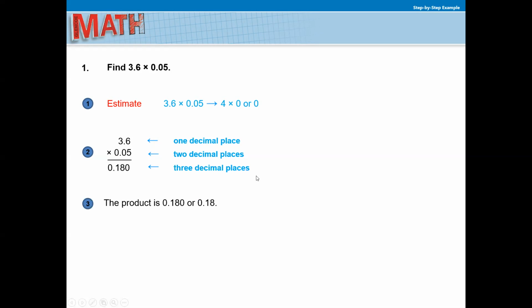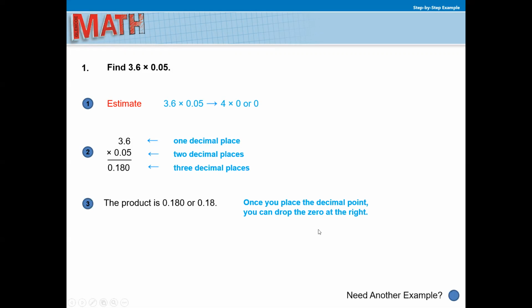The product is 0 and 180 thousandths, or 0 and 1800 ten-thousandths. Remember that the 0 here changes its last name to ten-thousandths, but it doesn't change the value. 1800 ten-thousandths is exactly the same amount as 180 thousandths. Once you place the decimal point, you can drop the 0 at the right.